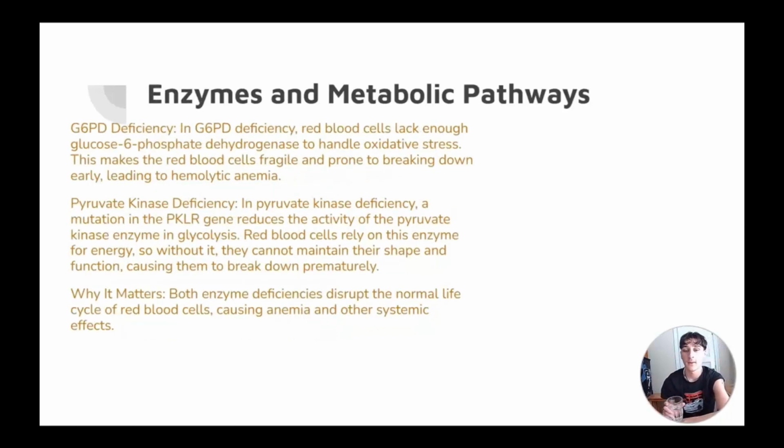So the enzymes and the metabolic pathways. In G6PD deficiency, red blood cells lack enough glucose 6-phosphate dehydrogenase to handle oxidative stress. This makes the red blood cells fragile and prone to breaking down early, leading to hemolytic anemia. In pyruvate kinase deficiency, a mutation in the PKLR gene reduces the activity of the pyruvate kinase enzyme in glycolysis. Red blood cells rely on this enzyme for energy, so without it they cannot maintain their shape and function, causing them to break down prematurely. So why it matters. Both enzyme deficiencies disrupt the normal life cycle of red blood cells, causing anemia and other systemic effects.